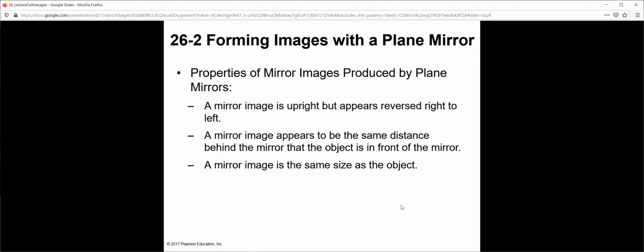Properties of mirror images produced by plane mirrors. First thing to notice is that a mirror image is upright, but appears reversed left to right. So if you move your hand to the left, it appears as though your mirror image is moving their hand to the right. But good for us, the mirror image is upright. The mirror image appears to be the same distance behind the mirror that the object is in front of the mirror. And again, look at a mirror, step back, what happens? The image the mirror produces also steps back. And they're roughly the same size. Again, this depends on other various things, but when you look into a flat plane mirror, you see something that is very one-to-one.